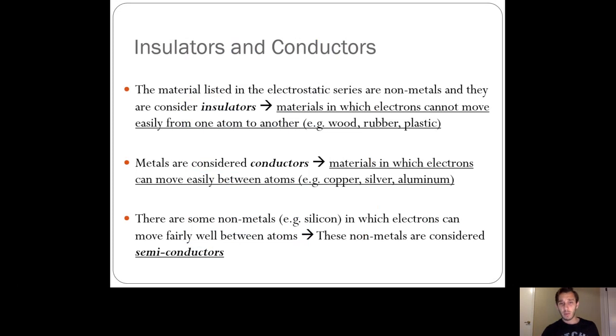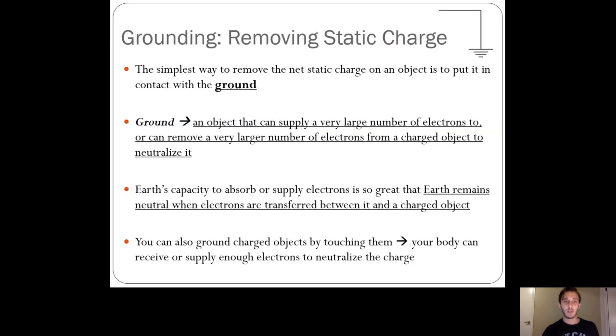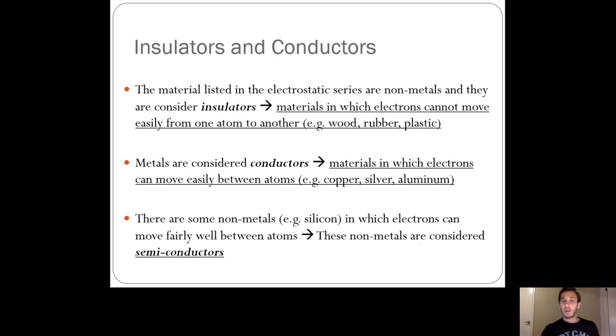Last thing we're going to talk about in this section: insulators and conductors. The materials listed in the electrostatic series are nonmetals, and they are considered insulators. That means they're materials in which electrons cannot move easily from one atom to another. So they can gain and lose electrons between materials, but the electrons can't flow through them. You'll notice there are a lot of materials on there made of wood, rubber, and plastic, because they don't allow electrons to flow.